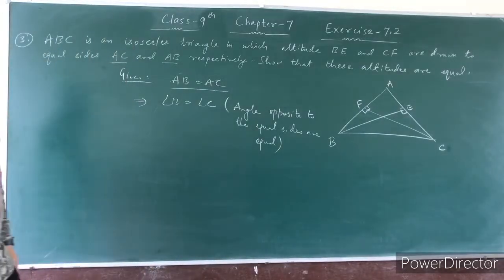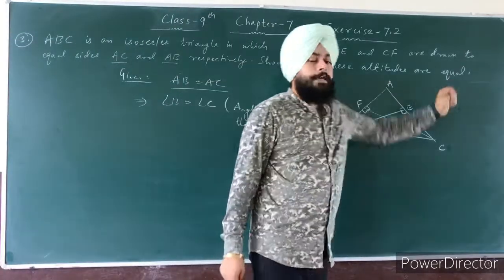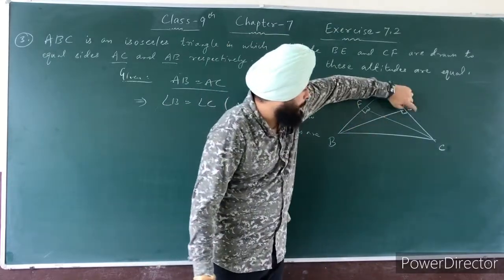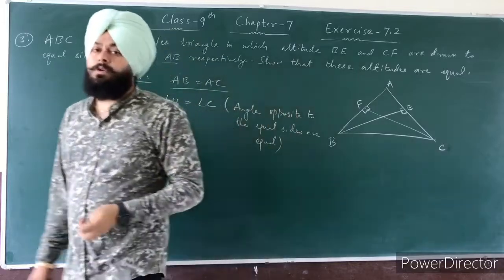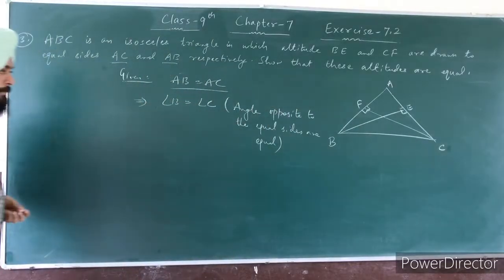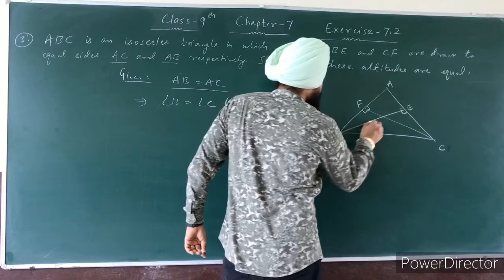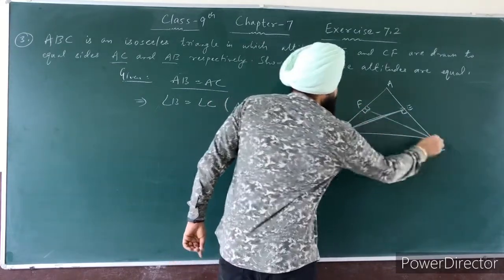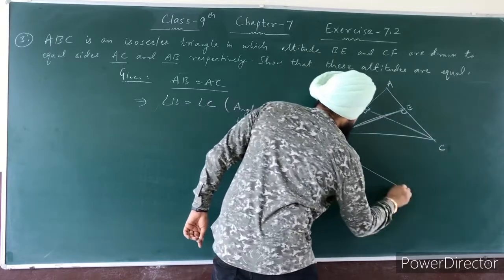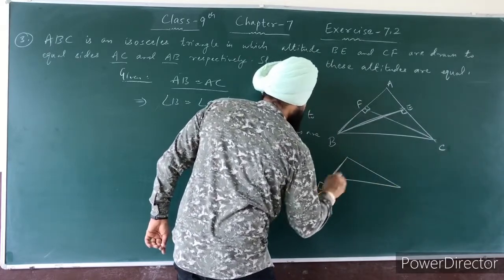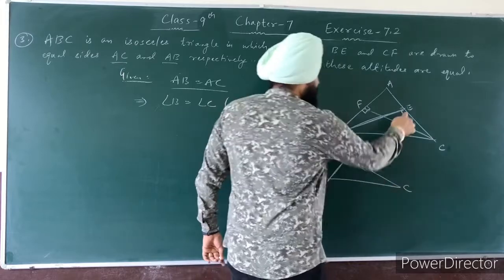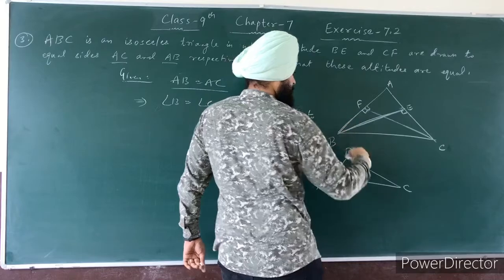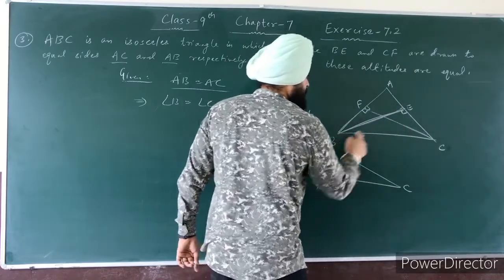Alright. We have to show that these altitudes are equal. To show that the altitudes, the heights BE and CF, are equal, you can see here this BE and this CF. This CF comes in triangle BFC, and this BE altitude comes in triangle BEC.